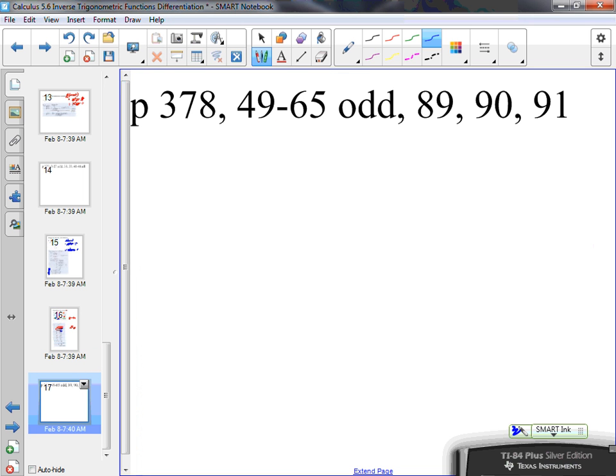Page 378, 49 through 65 odd, 89, 90, and 91.